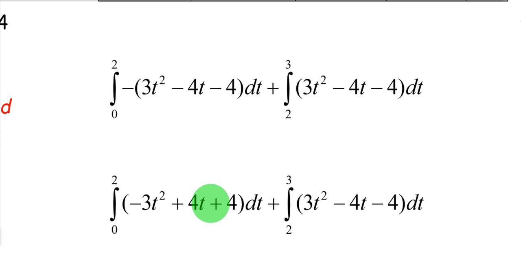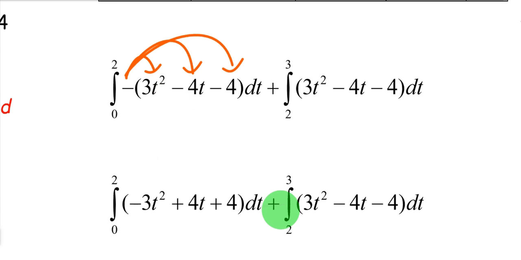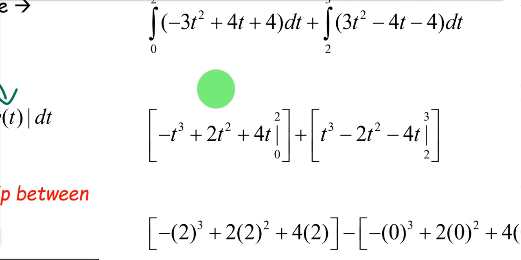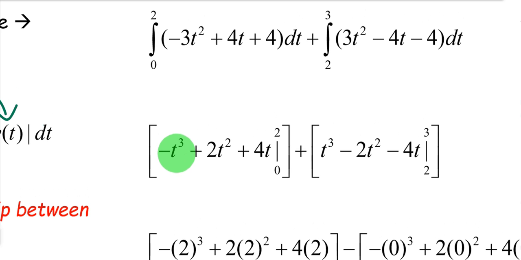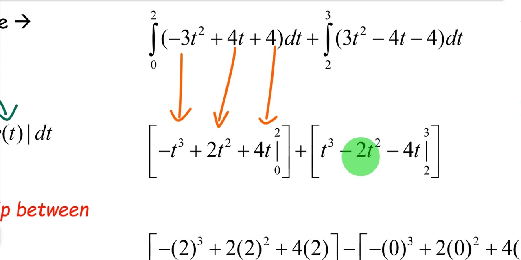So we're going to distribute the negative here, and it will become this, and then the second one's going to stay the same. Use the reverse power rule. This is going to be negative t cubed for the first one, and then it'd be 4t squared over 2, which is just 2t squared, and then minus 4t over that. And then basically the same thing over here, except different signs. This one we're going to plug in 2, and then 0 is just going to be 0, right? So we're basically just concerned with when we plug in 2.